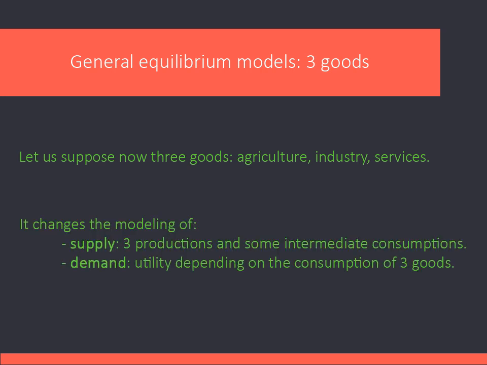And so it's going to change two things. First, the modeling of supply. So we have three production functions instead of a single one. But we also have the fact that each good is used as an intermediate consumption in the production of all other goods and of itself also. And so we also have a change concerning demand, because we have utility depending on the consumption of three goods. And so we have modifications in the modeling of the demand block.